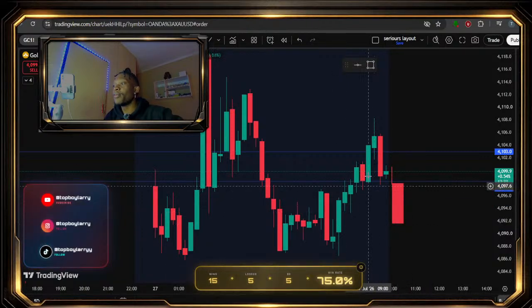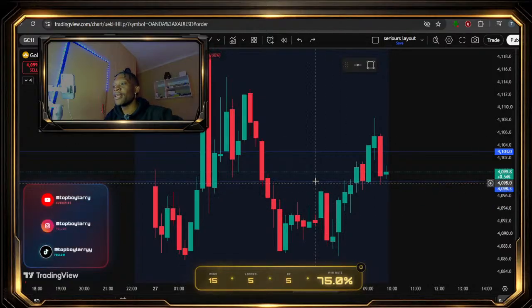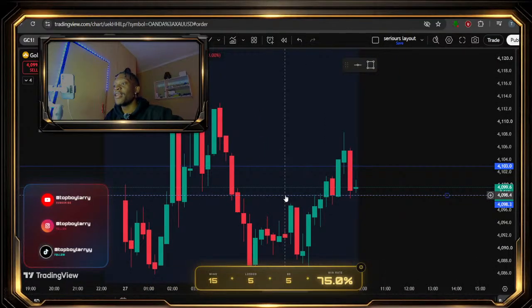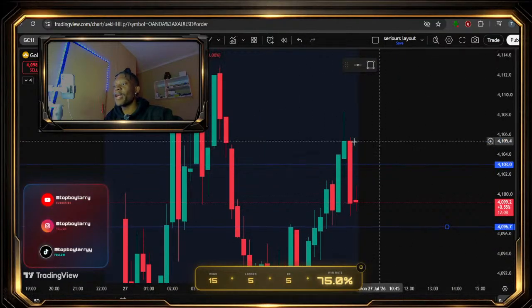But the only problem for me here, the reason why I'm not interested in taking the sells currently, is that we do have too many rejections, right? We have a rejection right here in this area, and we also have a rejection right here at 40.96 here. So what would I rather wait for?